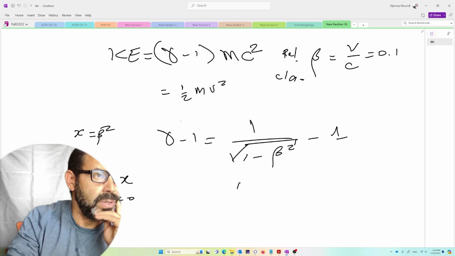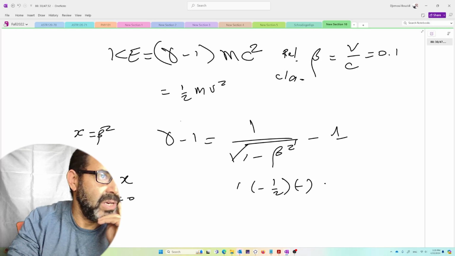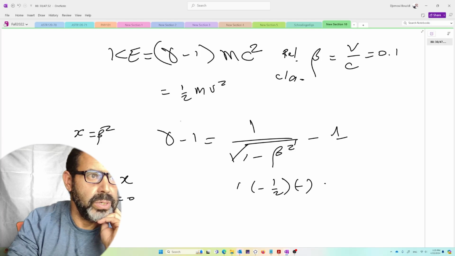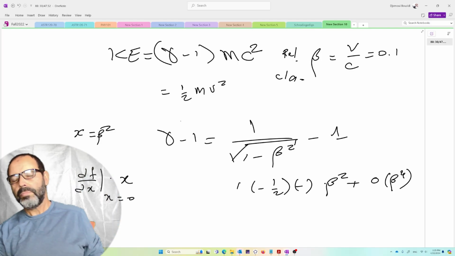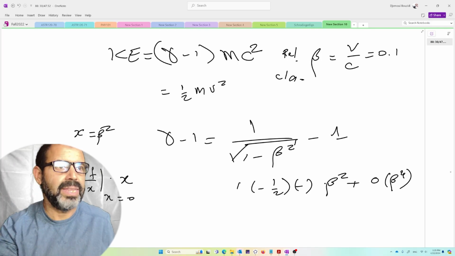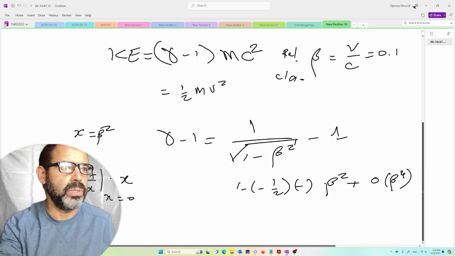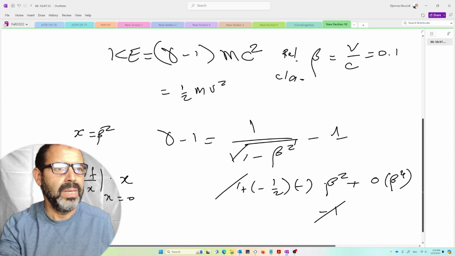Okay, so you're taking the derivative with respect to x; the first time you drop negative 1/2, and then you drop a negative 1, and the first term is of course times x, because the value of that at x equals 0 is 1, so it's x, and x is beta squared. And the next term is going to be of the order of beta to the power 4. Having said that, of course we're going to subtract 1, so this stuff is 1 plus that. We just subtract 1, cancel the 1 from both sides. This term is exactly v squared over c squared.